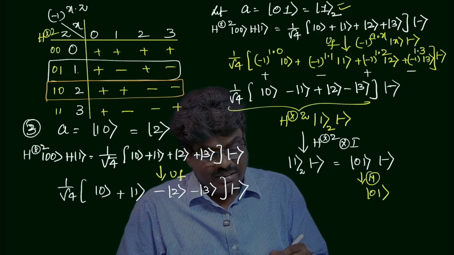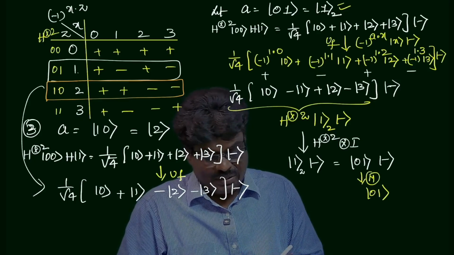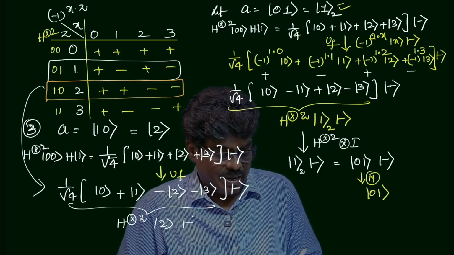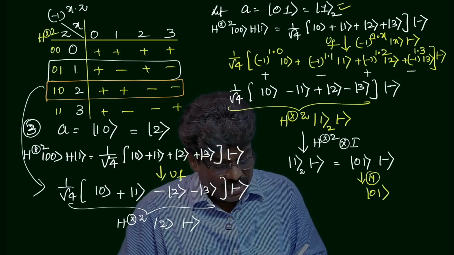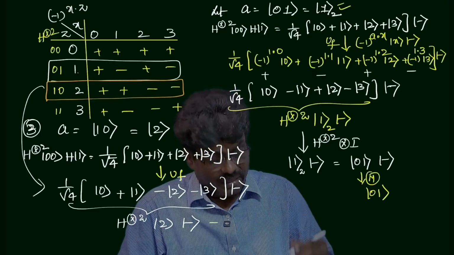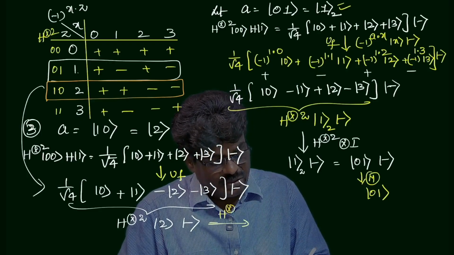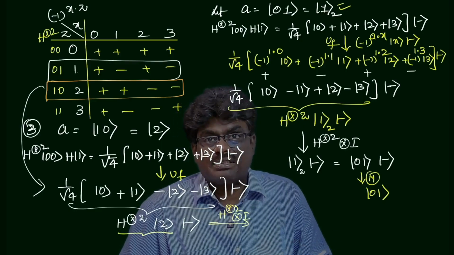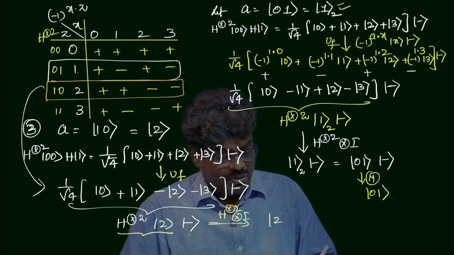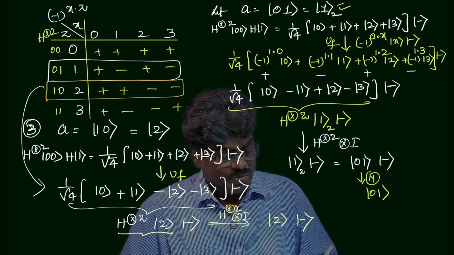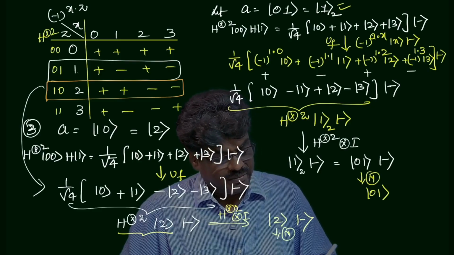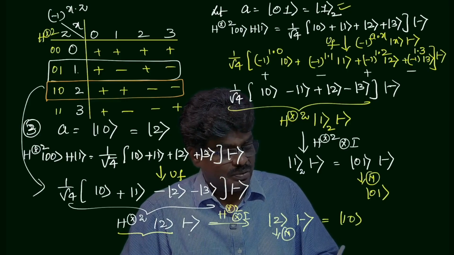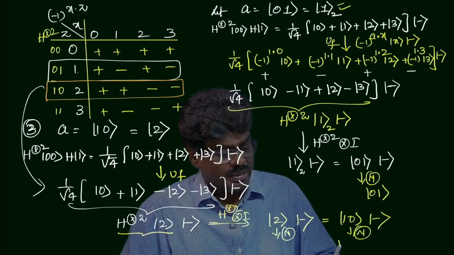So this is nothing but again the Hadamard operation only. H tensor 2 operates on |2⟩|−⟩. Convert into binary. Sorry, one more operation is there: H tensor 2 tensor I operates on this |−⟩. H tensor 2 will operate on this. So this is nothing but again 2 minus, and once you make the measurement here you'll get 2, that is 1 0.